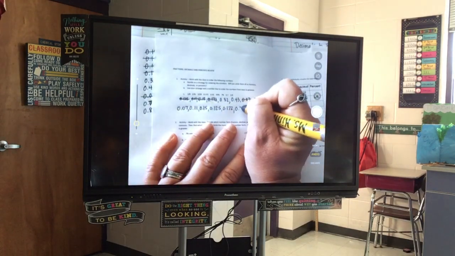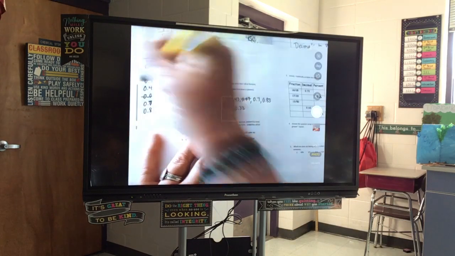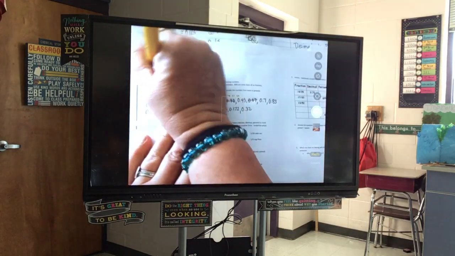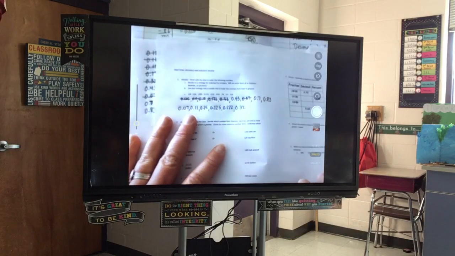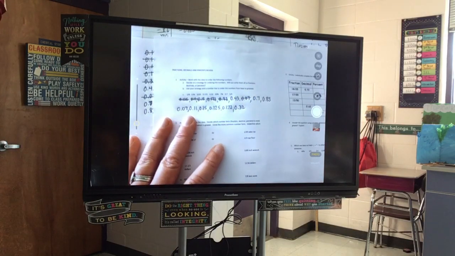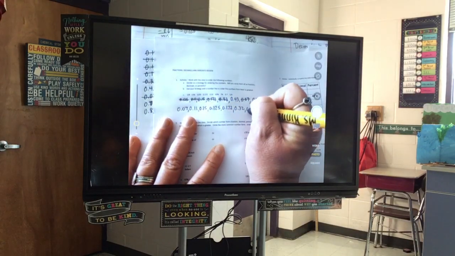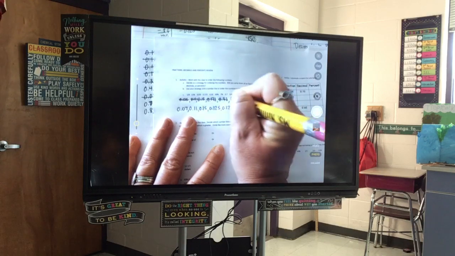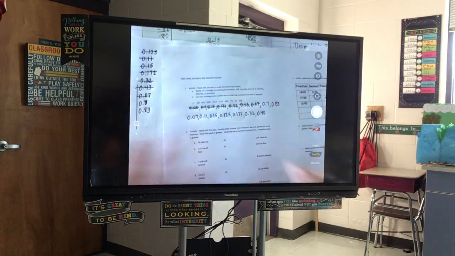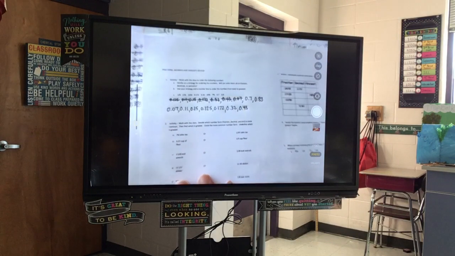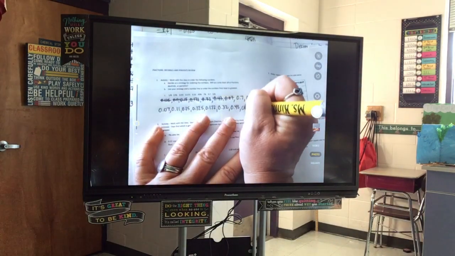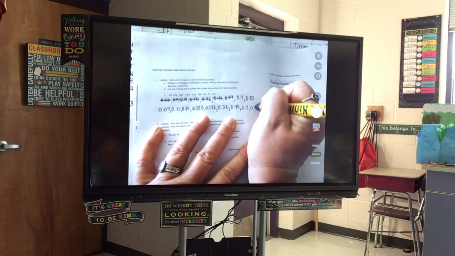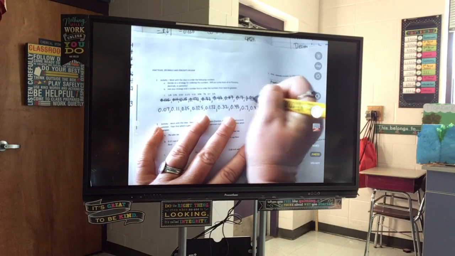So our next number is going to be 32 hundredths. What's the next smallest number between 4, 7, and 8? Carter? Okay, 43 hundredths. And then the 7 tenths and the 83 hundredths.